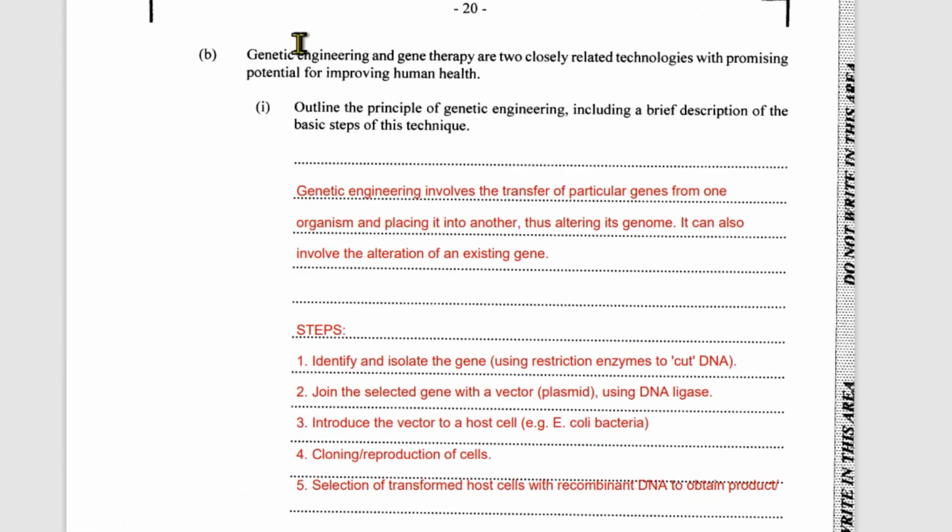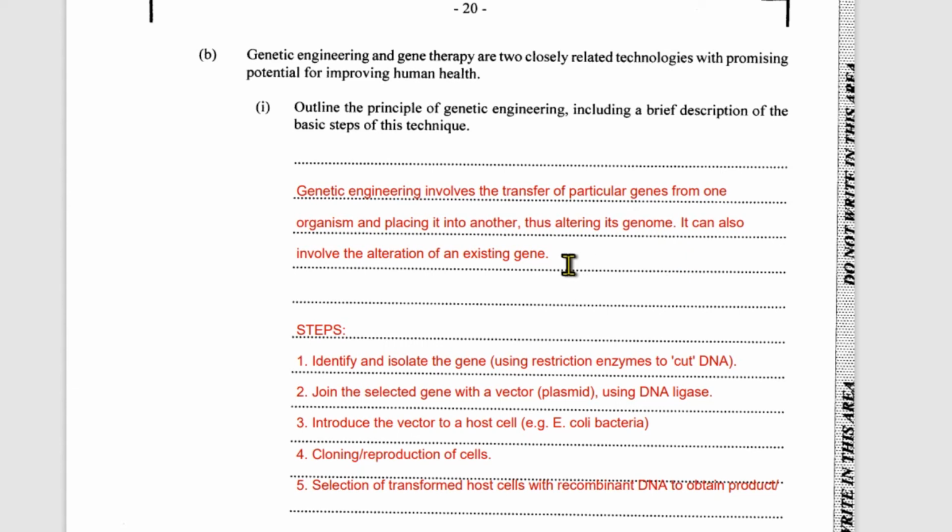B. Genetic engineering and gene therapy are two closely related technologies with promising potential for improving human health. Outline the principle of genetic engineering, including a brief description of the basic steps of this technique. Genetic engineering involves the transfer of particular genes from one organism and placing it into another, thus altering its genome. It can involve the alteration of an existing gene.